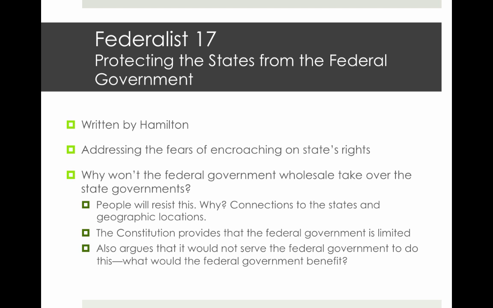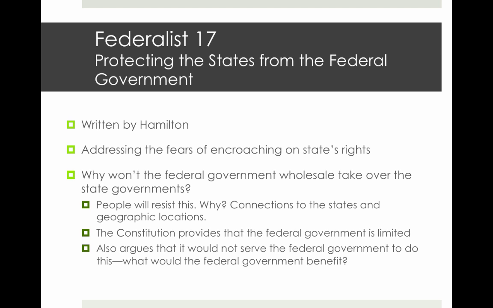And first he argued that the people would resist this because people have a connection to their state governments that they cannot possibly have with the federal government. People will resist any attempt by the federal government to take over the states. And if you think about it, we do have a large connection with our state governments. Our most interaction is with our state governments and with our local governments, which are arms of the state. And so he argued that the people themselves will resist this. And so electoral politics will sort this out.